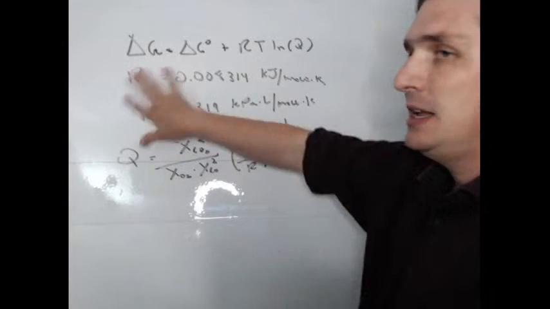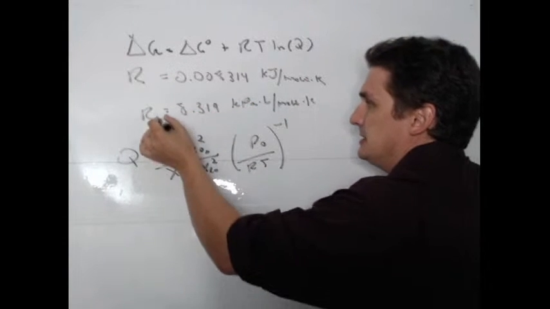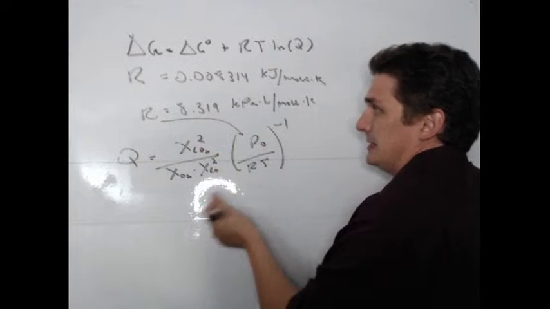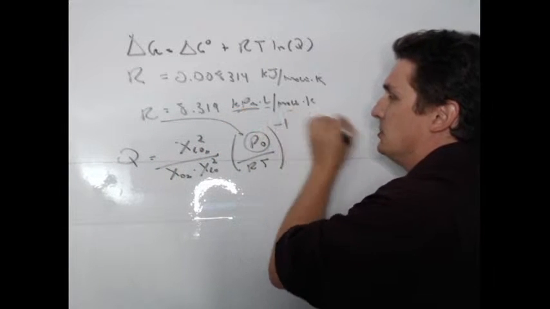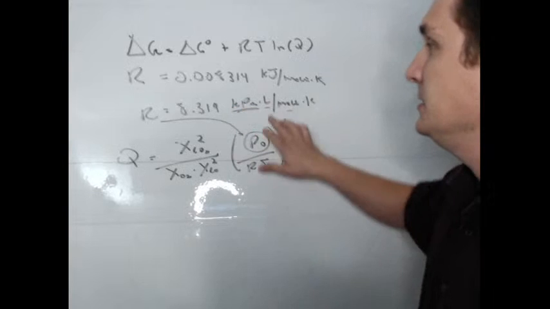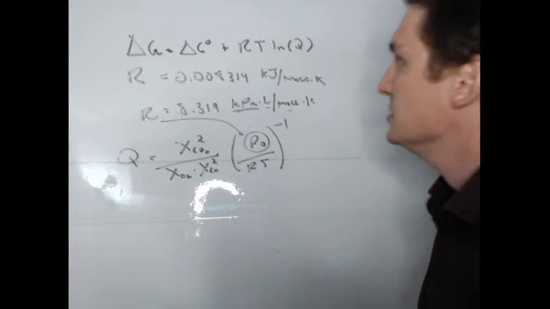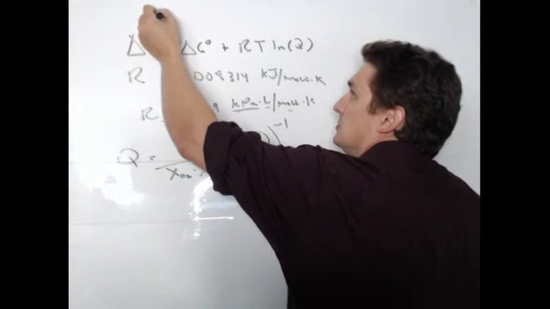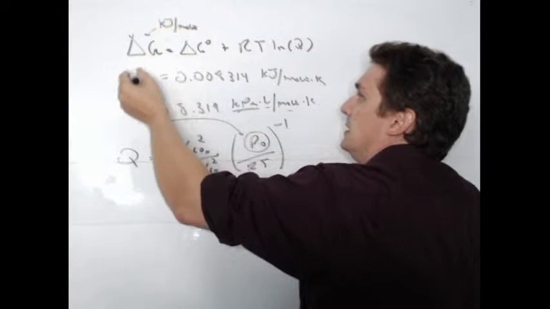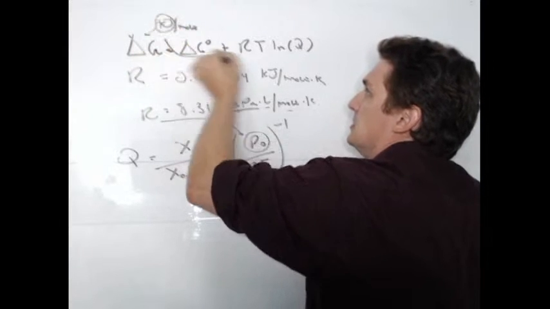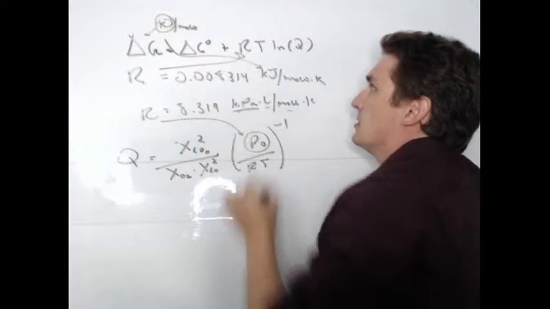So we have to look at the context of where we're using R. In this case, R is next to pressure. And so since it's next to pressure, we need to use this kPa liters per mole Kelvin, because we're working in units of liters per mole to get the concentration. Up here, delta G is in kilojoules per mole. So since we're in kilojoules, we're going to want to work with this R constant.